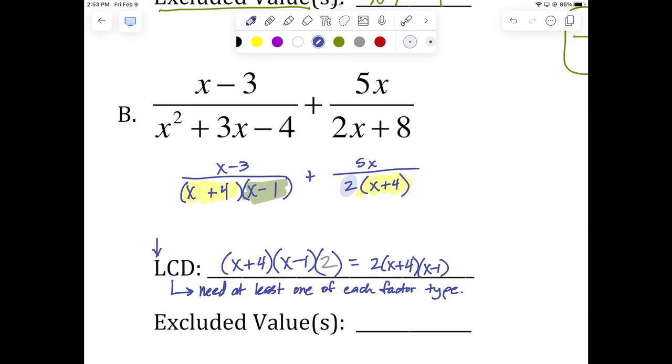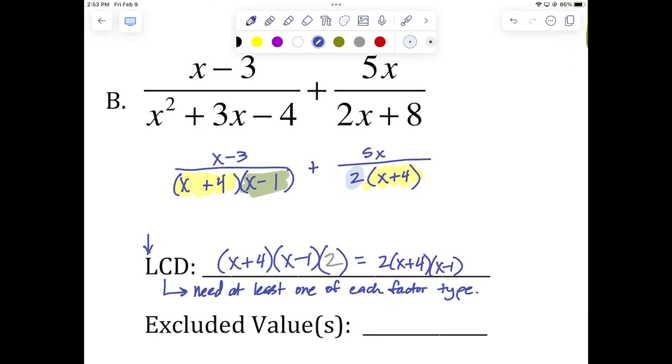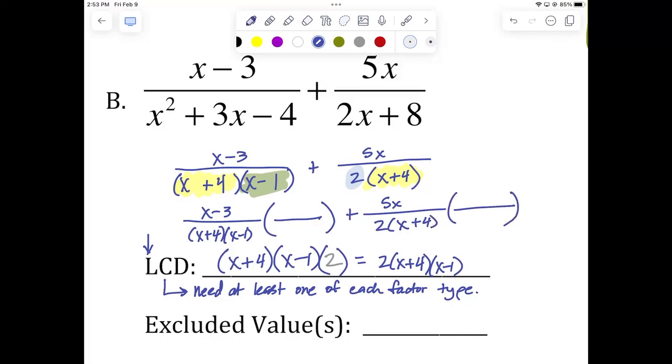All right, now we're ready for the do that thing step. You ready? The DTT step. I'm going to go ahead and write x minus 3 over x plus 4 times x minus 1. And I'm going to put a parentheses here with a vinculum. I'm going to do the same thing with the next one, just like we did in the warm-up. I have a 2 times an x plus 4, and then times something with a vinculum.